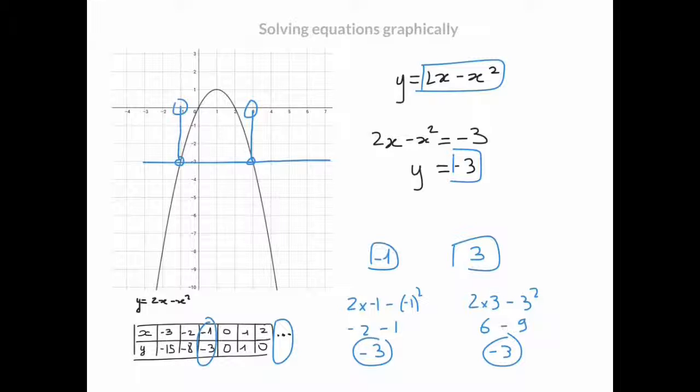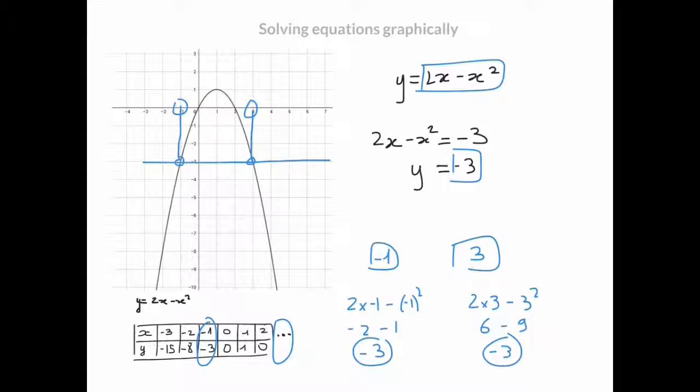So let's summarize one last time. If you want 2x - x² to be -3, basically you want y to be -3, and this occurs here and there. How does this show on the graph? For x = -1, the y was -3, and for x = 3, the y was also -3. So we've basically checked on this curve what points had a y-coordinate equal to -3.